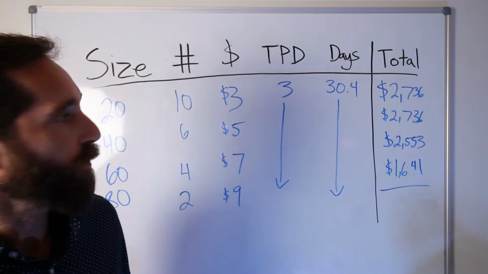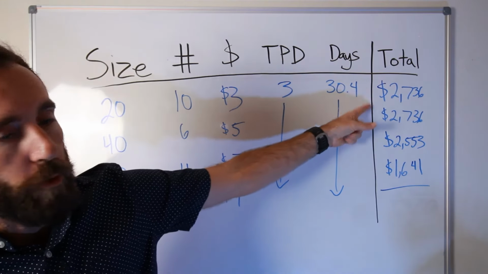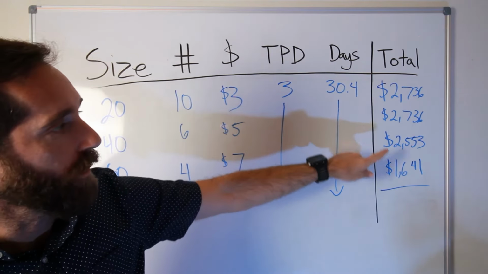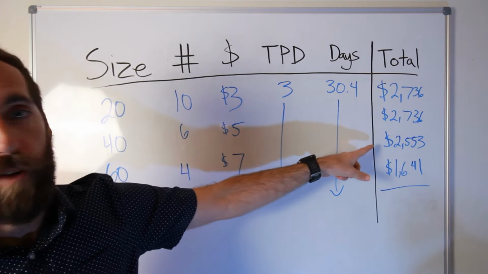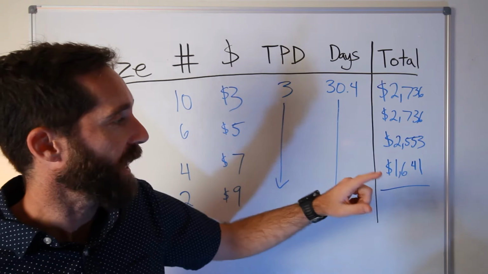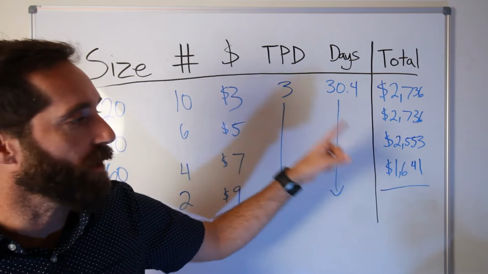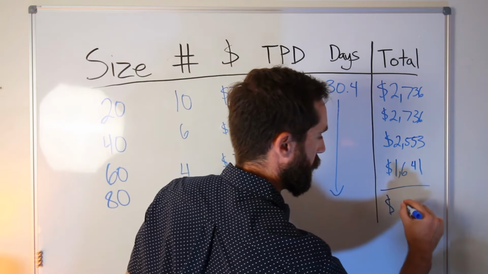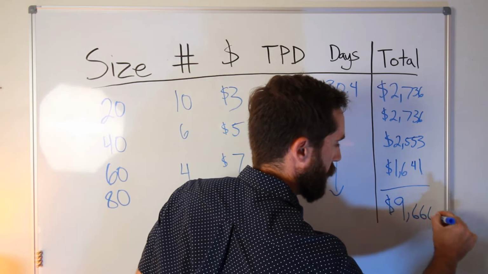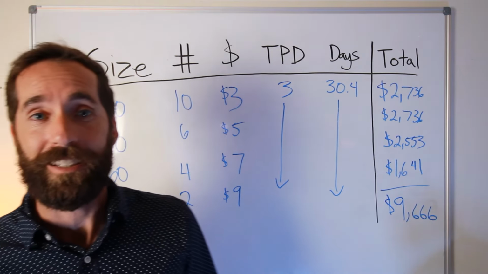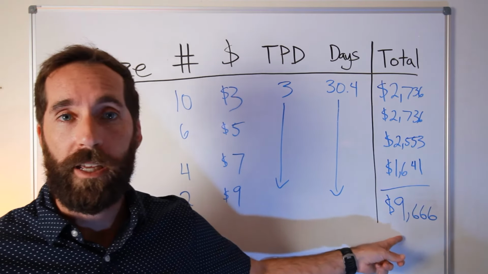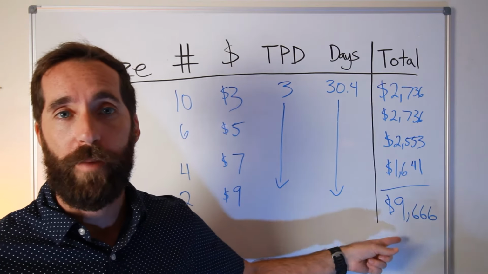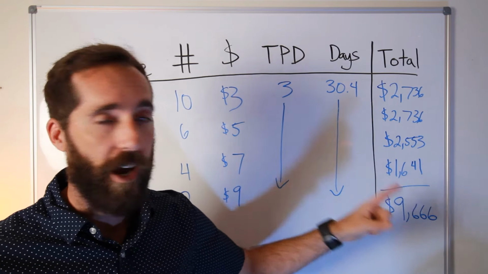Okay, when we do the math, we find out that our 20-pounders bring in $2,736 every month. So do our 40-pounders. Our 60-pounders bring in $2,553 a month. And our 80-pounders bring in $1,641 a month, which is a grand total of $9,666. Okay. So that's about an estimate, a pretty conservative estimate of how much money is coming into this laundromat from the washing machines every single month.